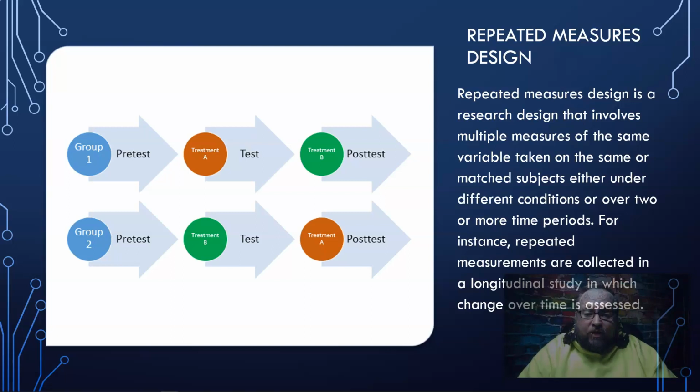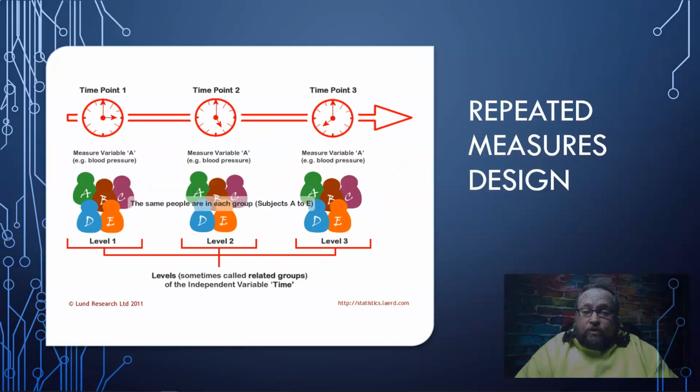For instance, repeated measures are collected in a longitudinal study in which change over time is assessed, maybe say from young age to adulthood, and the overall effect that that actually has. So it really depends upon the design of your experiment. And sometimes you're going to have to dig deeper into this to realize, well, do I have to do a repeated measures design, or are there other experimental designs that I should take into account? So, other examples of this, you can see here.